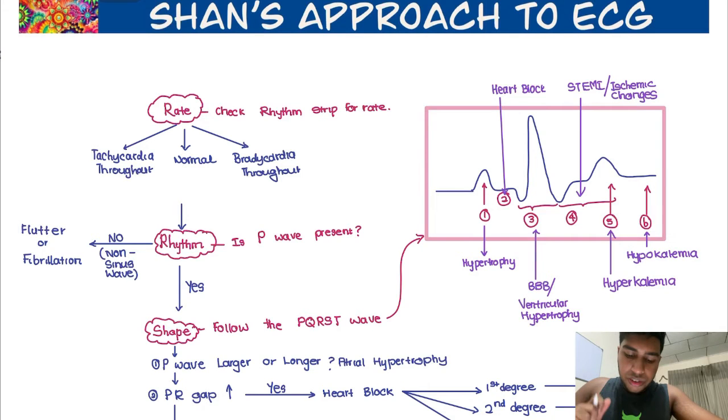The three rules: rate, rhythm and shape. First, you need to check the rhythm strip for the rate. Is it fast? Is it slow? Or is it normal? Okay, that's the first thing you look at. You're checking the rhythm strip.